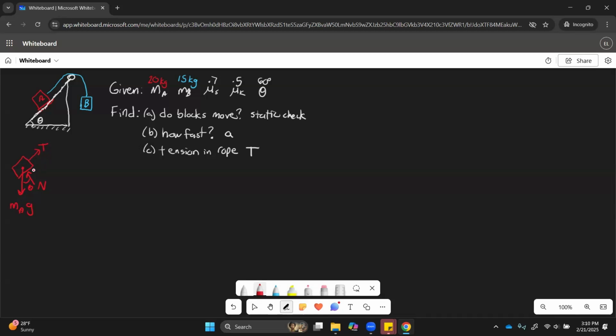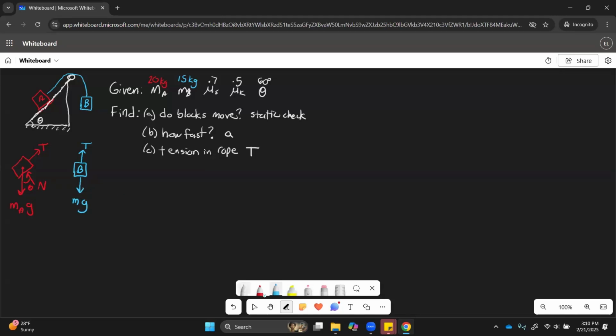And then we will need to figure out which way the friction is pointing. So is A going to try to slide down the plane and have friction hold it up? Or is the tension going to pull A up the plane and have friction try to hold it down? We don't actually know which direction friction is pointing yet, so we'll have to figure that out. Now, for block B, we have the tension trying to pull it up, and then we have the weight trying to pull it down.